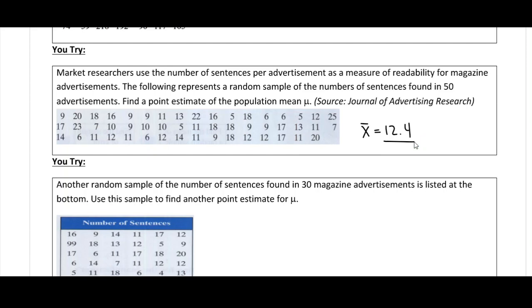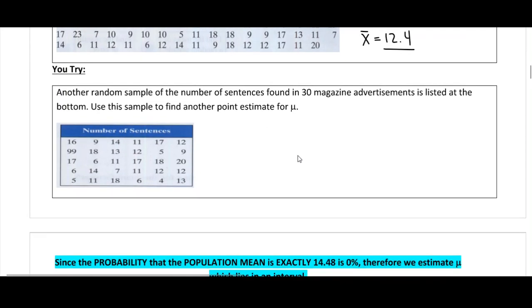All right. Hopefully, you guys are taking a look at your notes along the way. I'm going to ask that you go ahead and try this one on your own and put it in your notes, because you are still turning your notes in for me. So please make sure you fill this out and get the answer for this one. Tell me what your point estimate is for this example of a random number of sentences in 30 magazine advertisements.